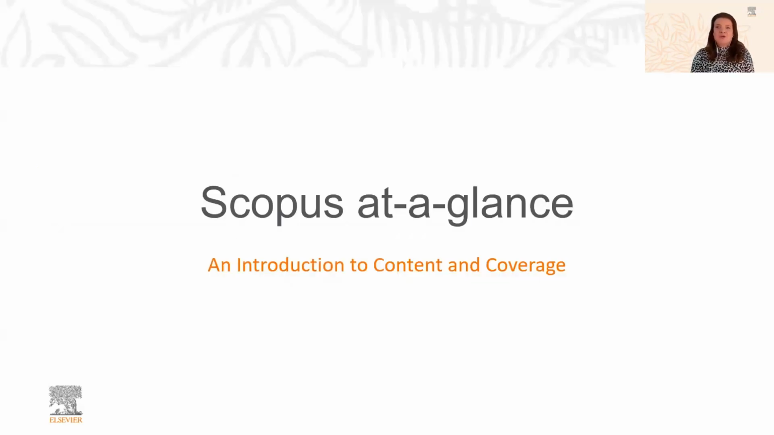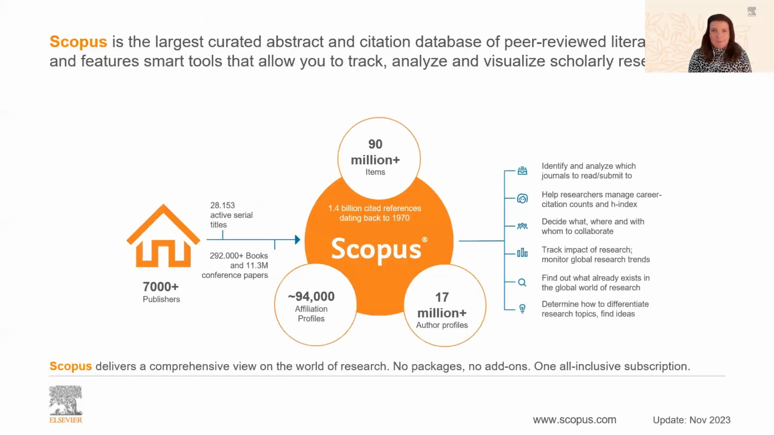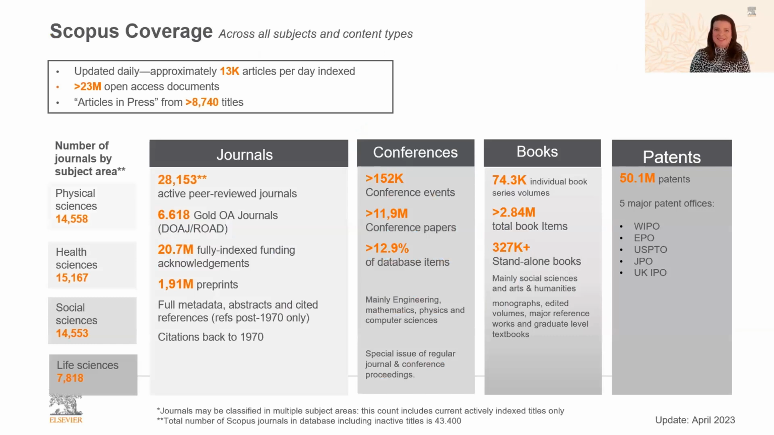So first of all, let me tell you more about what Scopus is. Scopus is one of the largest curated abstract and citation databases of peer-reviewed literature. You find content from more than 7,000 publishers worldwide, resulting in more than 90 million items. We also have more than 94,000 institutional profiles available and more than 17 million author profiles available in Scopus. So here you will find active journal titles, more than 28,000. You find book content and conference papers. But more about that on my next slide.